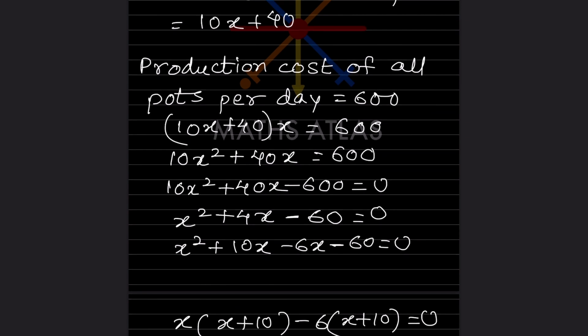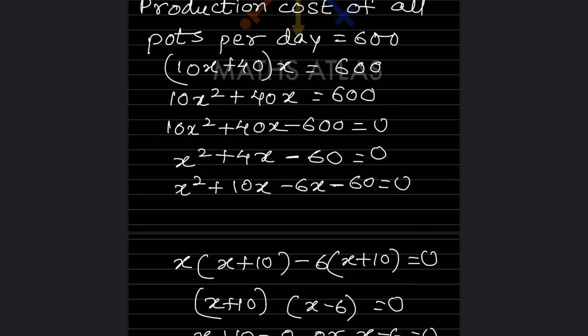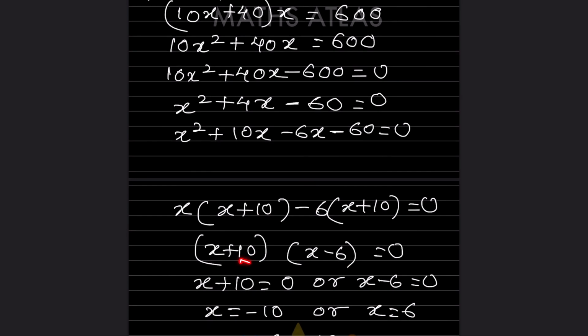So here what will you do now? You are going to make these two groups. From the first group, x is common. Remaining in the bracket is x plus 10. From this, minus as it is. From the second group, 6 is common, x plus 10. So what will you write here? Both same. So you are going to write here x plus 10, x minus 6 is 0. So x plus 10 is equal to 0, or x minus 6 is 0.